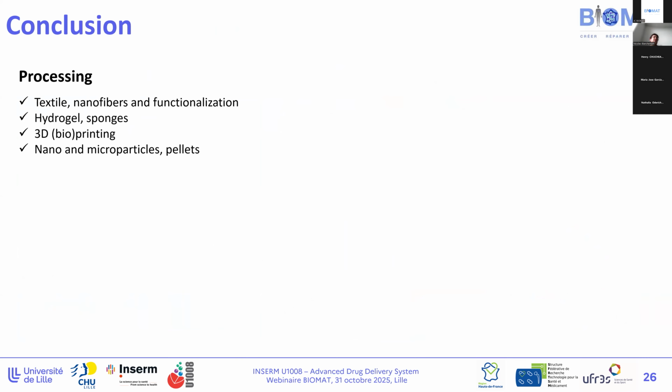So to conclude about our lab, in terms of processing, we can create textiles by nanofibers. We can functionalize all textiles. We can make hydrogels and sponges. We can do 3D bioprinting and 3D printing, and I didn't show you everything, but we can also prepare nano and microparticles, and pellets for drug release.